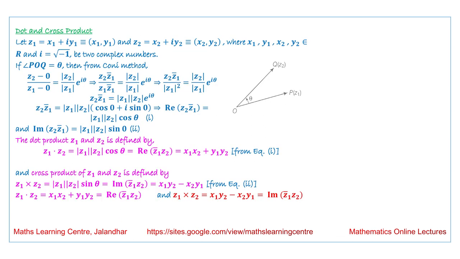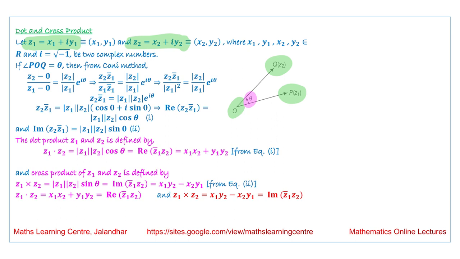Next we have the dot product and the cross product. Suppose we have the complex numbers z1 and z2. z1 is x1 plus iota y1, and z2 is x2 plus iota y2, and corresponding to these we have the points (x1, y1) and (x2, y2), which are represented over here. This is the origin O, this is the point P representing z1, Q representing z2, and the angle between OP and OQ is theta.